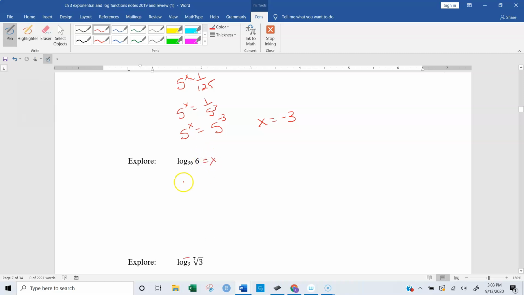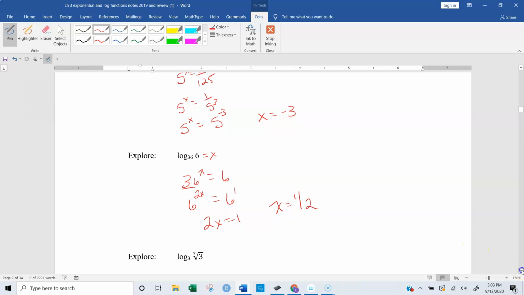Set it equal to x, so 36 to the x power equals 6. This time I need to get this side to the 6 power. So that's 6 squared to the x equals 6 to the first. So 2x equals 1, which means x equals 1/2.